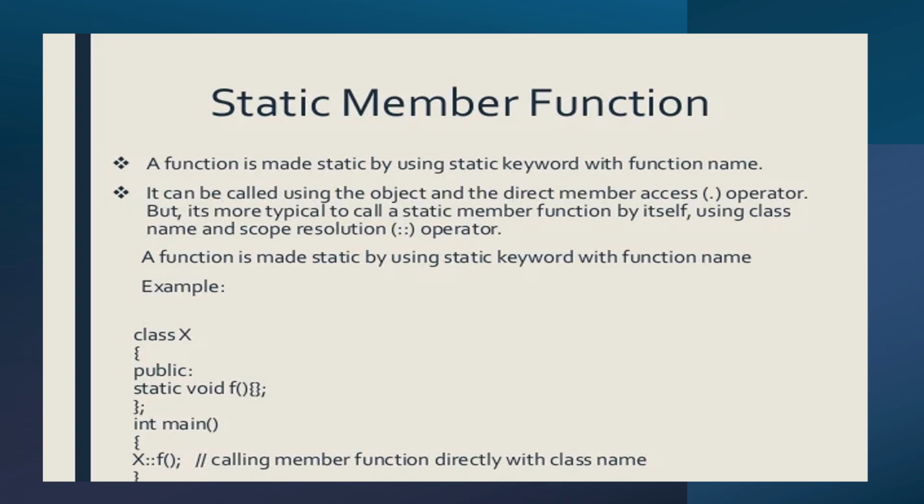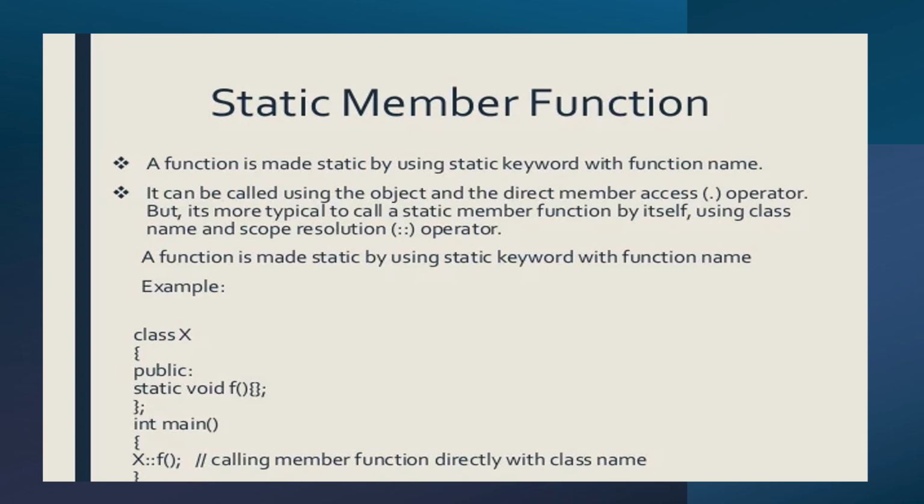Okay, so what we are going to do: a function is made static the same way we do for a member variable. A function is made static by using the static keyword in front of the function name. Outside the class, it can be called using the object, as usual, with the dot operator, but it's more common to call a static member function by itself using the class name and the scope resolution operator.